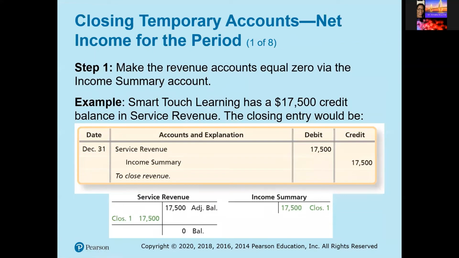In the case of Smart Touch Learning, the service revenue account showed a credit balance of $17,500. A closing entry is prepared to debit service revenue of $17,500 and credit income summary for that same amount.